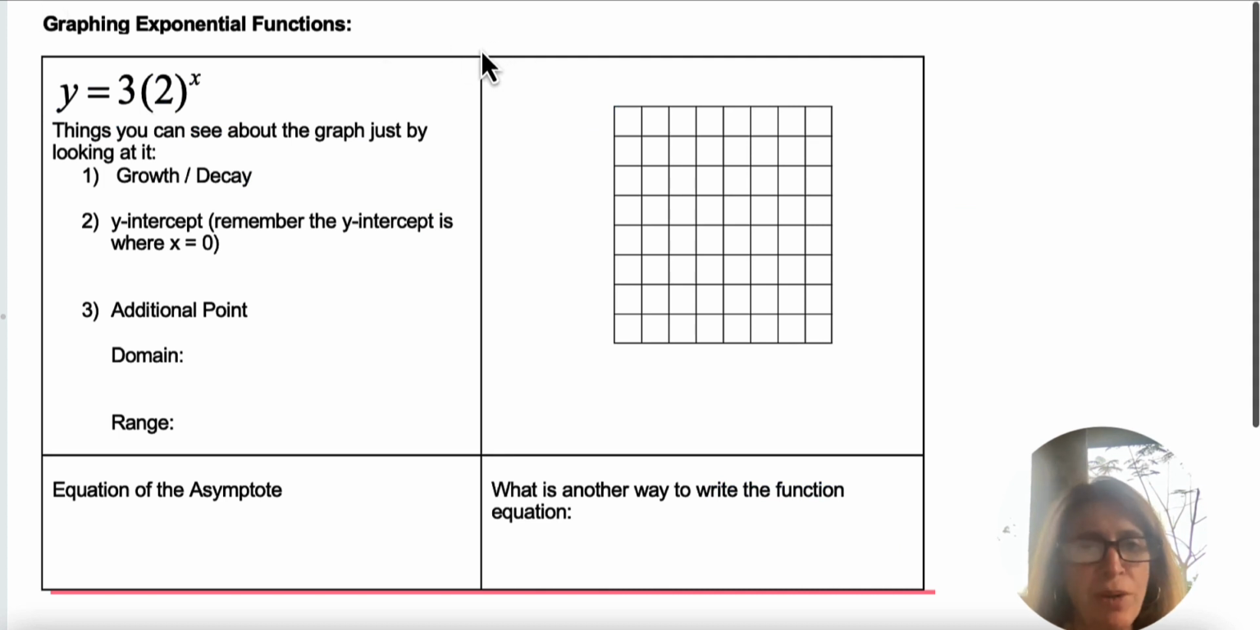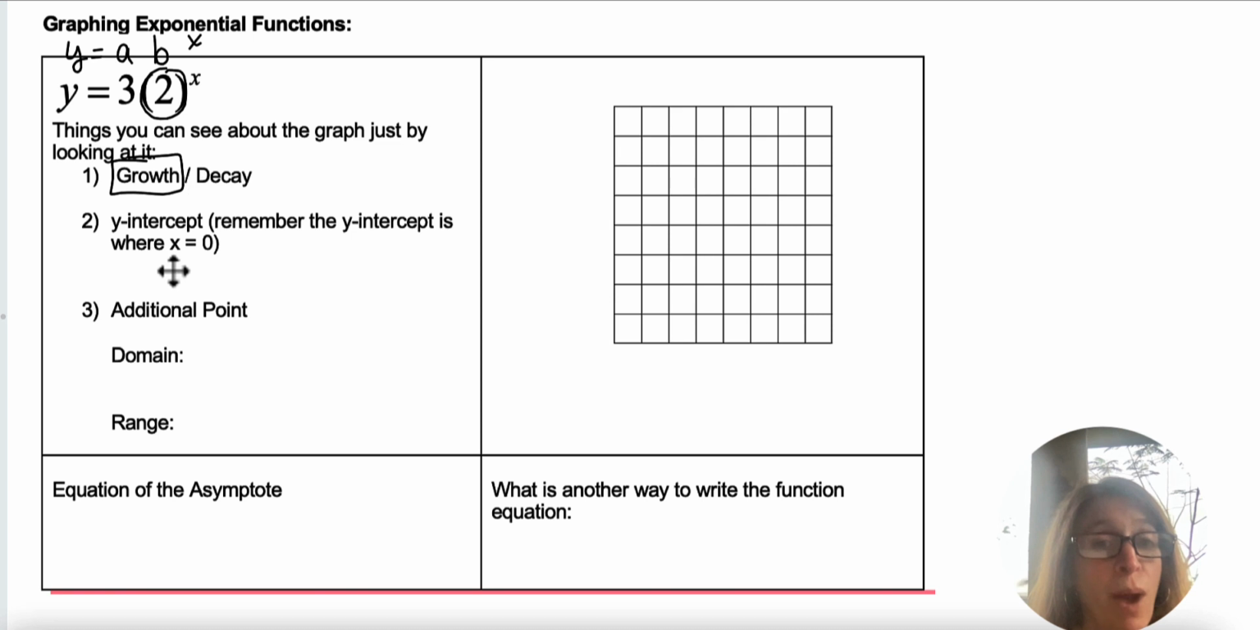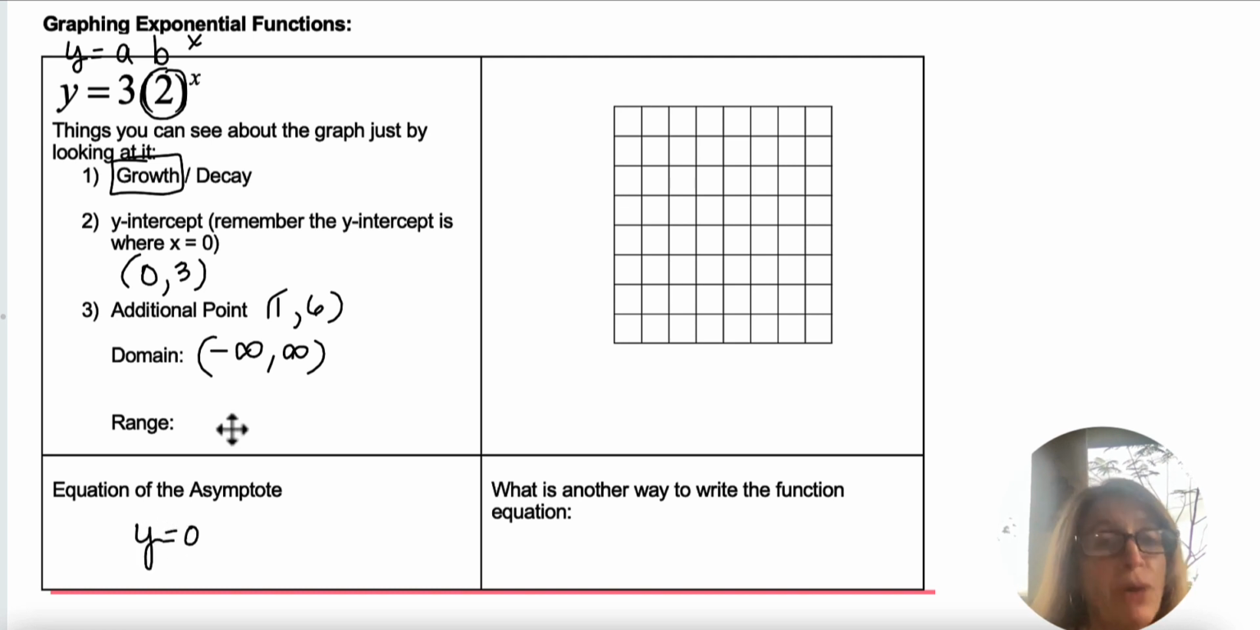Here's what I'd want you to be able to do on any graph. Number 1, tell me if it's growth or decay, so always look at the form y equals a b to the x. This is telling me it's growth. The y-intercept would be where x is 0, so (0, 3). You should be able to get me an additional point, so (1, 6). My domain, again with no restricted values, is negative infinity to infinity. Then the equation of our asymptote is y equals 0. Once I have that, I can do my range, so 0 to infinity.